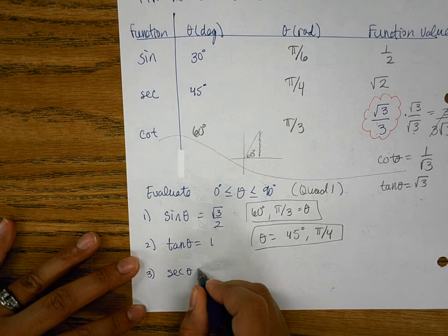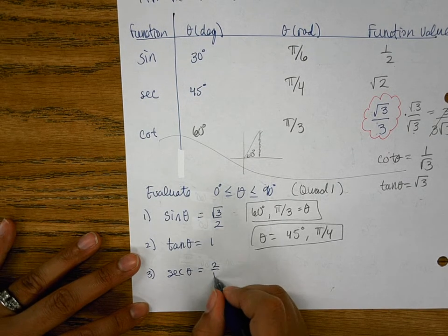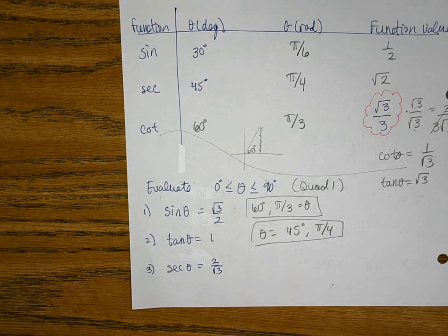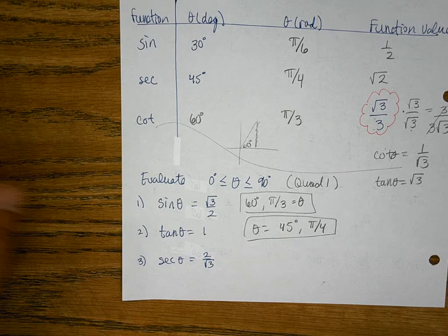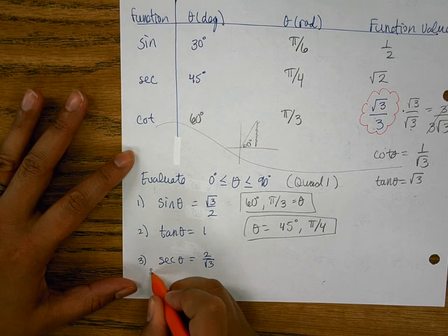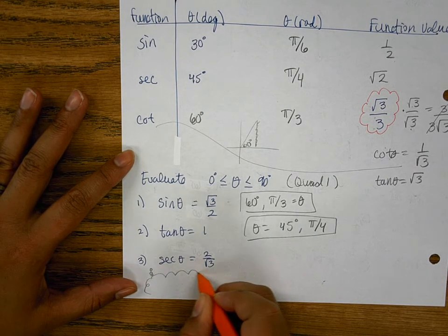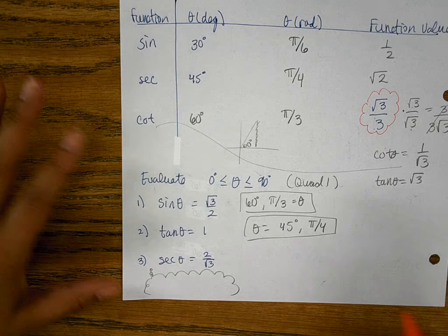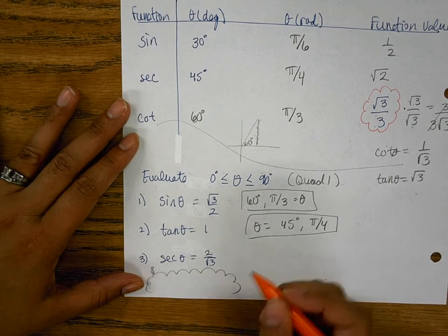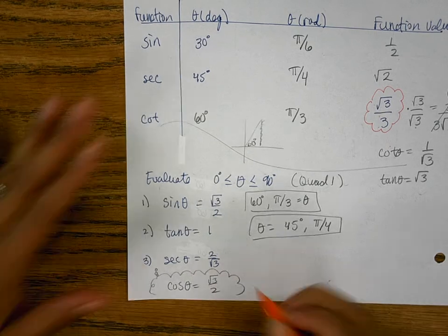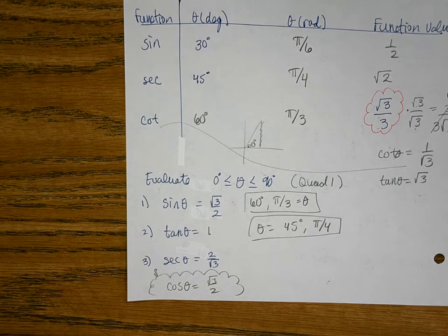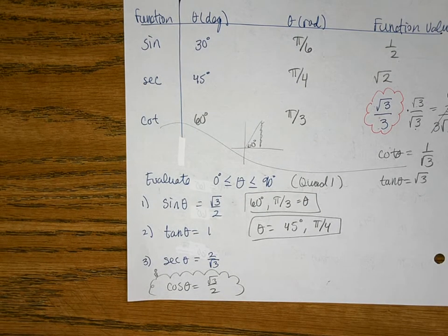And number 3, secant of theta equals 2 over root 3. Now this one's tricky because secant we don't have in our chart, and I don't know if you have them memorized already. But if you don't have it memorized, in your head you're processing that secant's the reciprocal of cosine. So cosine theta equals root 3 over 2. Go ahead and find that one while I answer the phone.